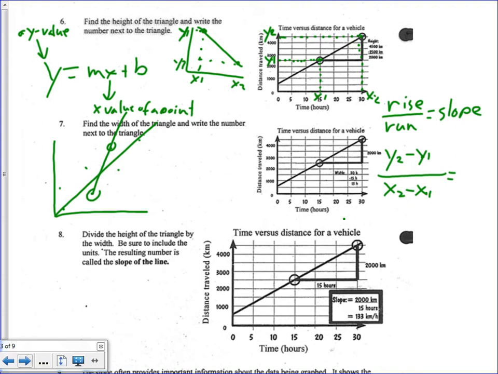It's the y-intercept. Okay? The y-intercept is where your best fit line crosses the y-axis. So this spot right here would be b. Everybody right with that? Yes? Okay. M is the slope.